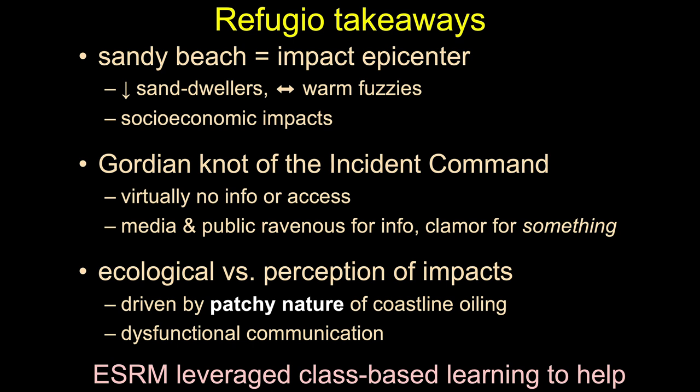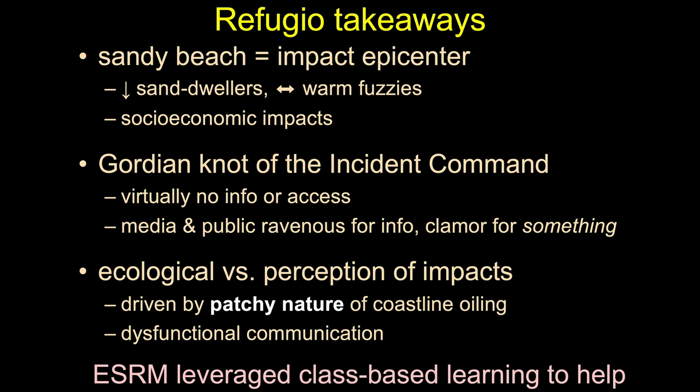Again, the overall challenge was the Gordian knot of the incident command, where for large stretches of time we were getting no information, all during a time when the media and the public were ravenous for information. They were clamoring for something. So they would beat our doors down and ask us what's going on. We were happy to tell them what we thought was going on, but it would be much more ideal if our government infrastructure was the thing that reported to them the facts and what was going on.